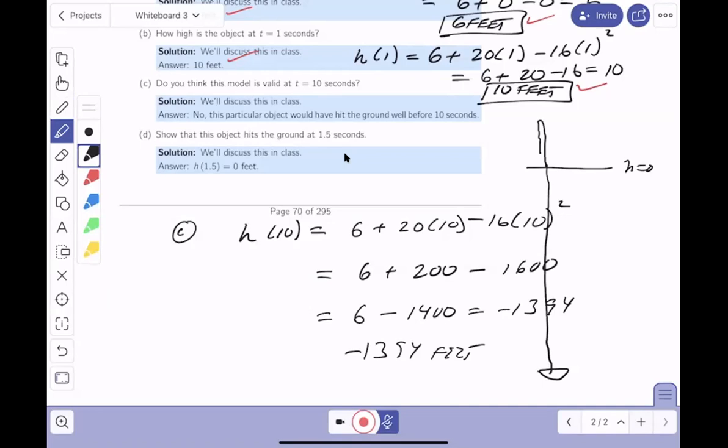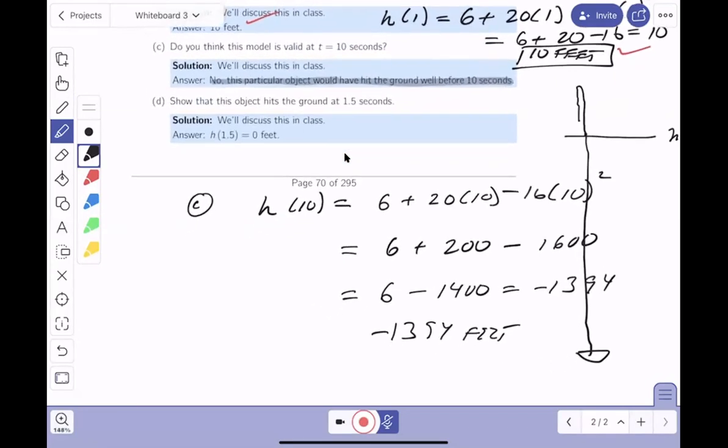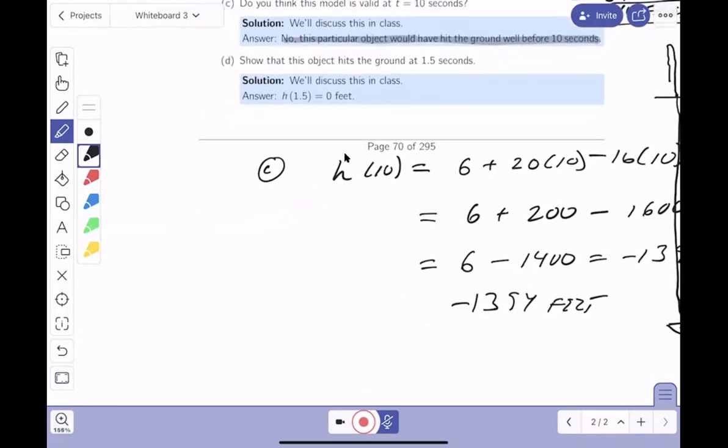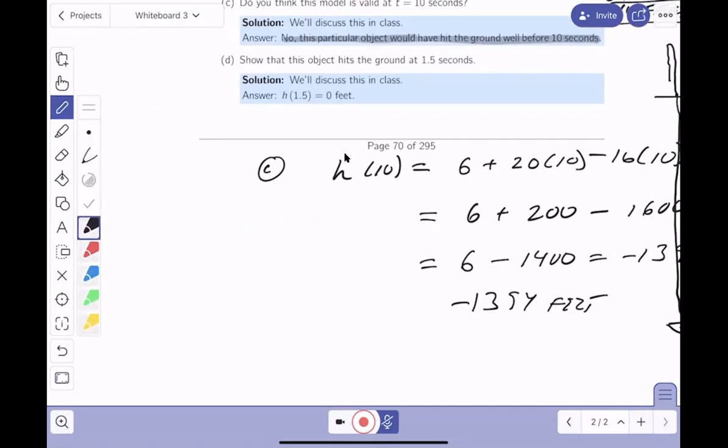It says answer, no, this particular object will have hit the ground well before 10 seconds. Now it says show that the object hit the ground at 1.5 seconds. Well, what does it mean to hit the ground? We're trying to show that h of 1.5 would be equal to 0. This is D. We're trying to show that.